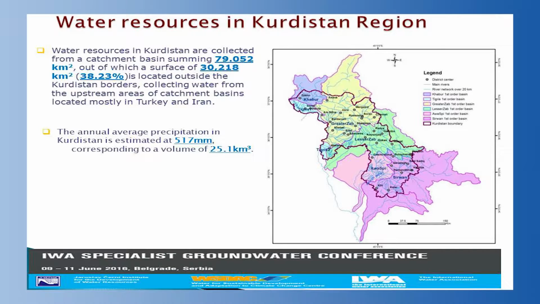Kurdistan region water resources mainly depend, of course, on the catchment areas of several rivers, and the area is about 79,000 square kilometers, of which 38% is located outside Kurdistan, mainly in Turkey and Iran, and the rest is in Iraq. The average annual rainfall in this region is about 517 millimeters, which corresponds to a volume of 25.1 cubic kilometers.